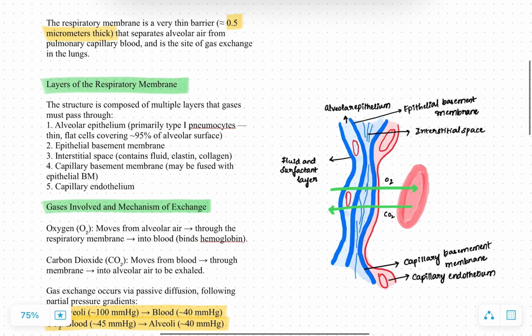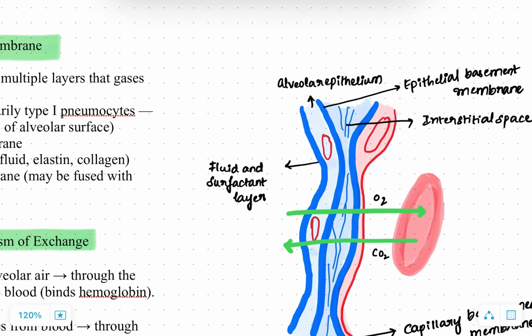There are 5 layers of this respiratory membrane. The first and foremost layer is the alveolar epithelium. It is mainly made up of type 1 pneumocytes. Around 95% of the alveolar epithelium is made of these. These are thin and very flat, which helps in easy exchange of the gases.